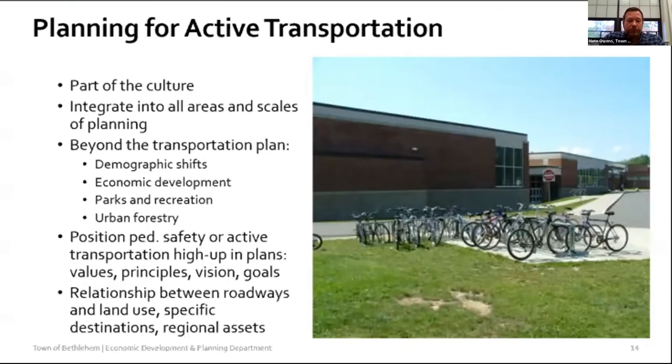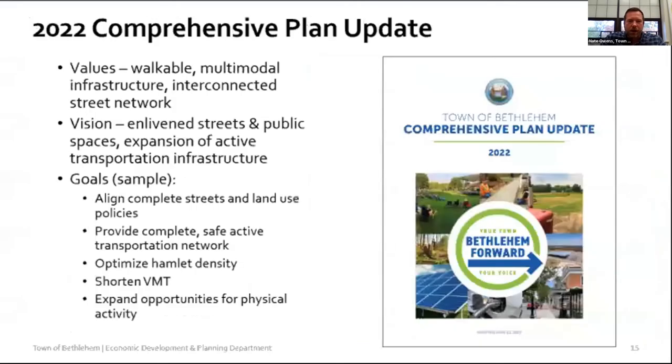And so these are a few examples of how you can start to think about what's the relationship between the roadway and what's happening on the property adjacent to the roadway, and how can we integrate pedestrian considerations into our planning efforts. An example is the 2022 comprehensive plan update that the town recently finished.